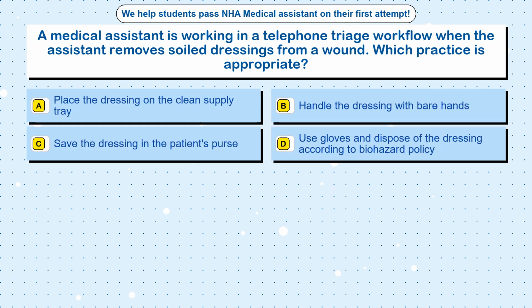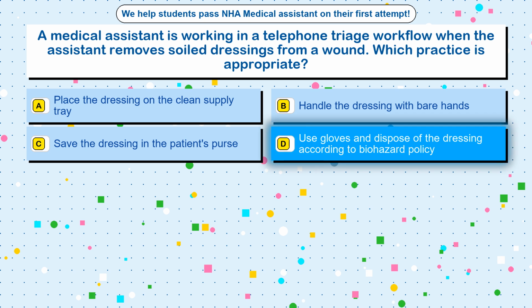Question 65. A medical assistant is working in a telephone triage workflow when the assistant removes soiled dressings from a wound. Which practice is appropriate? Option A, place the dressing on the clean supply tray. Option B, handle the dressing with bare hands. Option C, save the dressing in the patient's purse. Option D, use gloves and dispose of the dressing according to biohazard policy. The correct answer is option D, use gloves and dispose of the dressing according to biohazard policy.